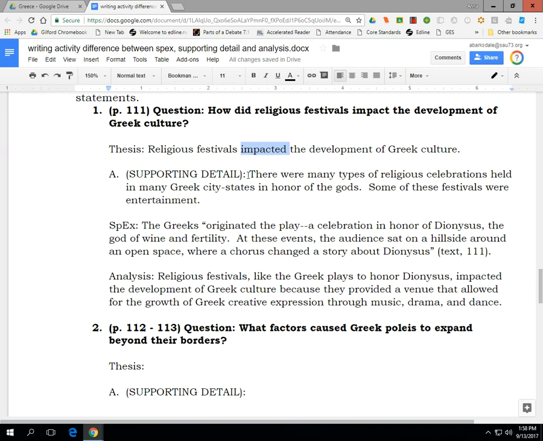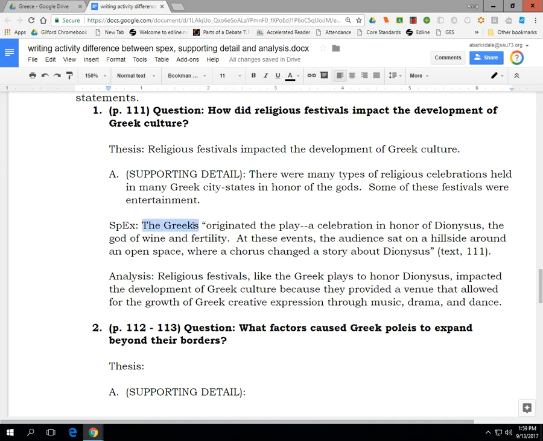So the next thing that I did was, remember, you skip the supporting detail statement and I go down to my specs. I read page 111 and I actually found one of the religious festivals that was created in the honor of the god Dionysus was the origination of the play. So I took a quote from the book and I said, the Greeks, you'll notice I embed my quote.